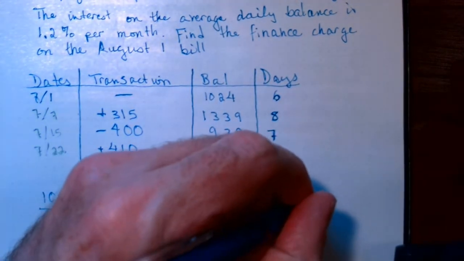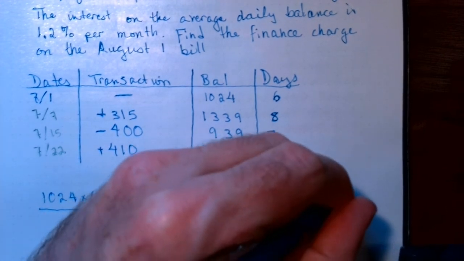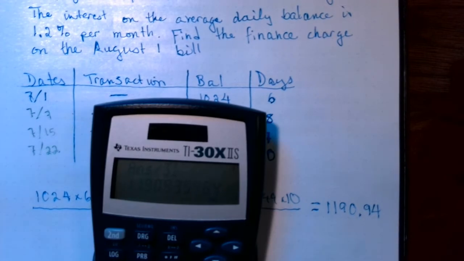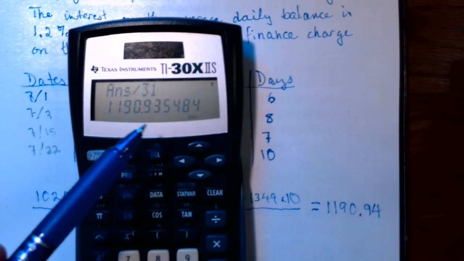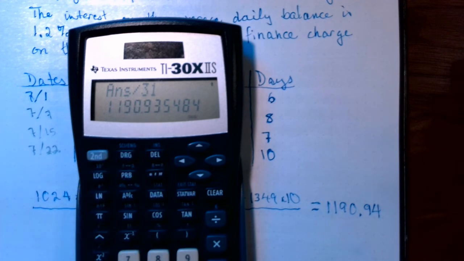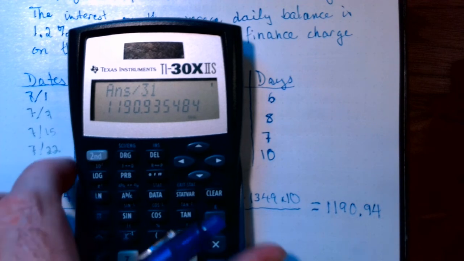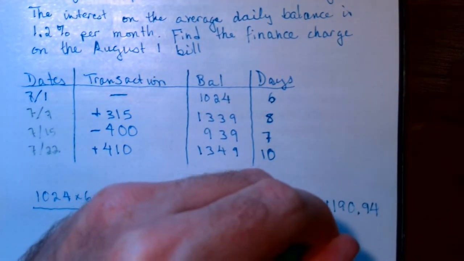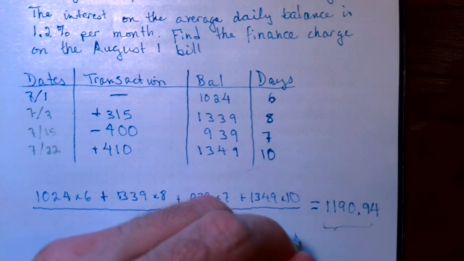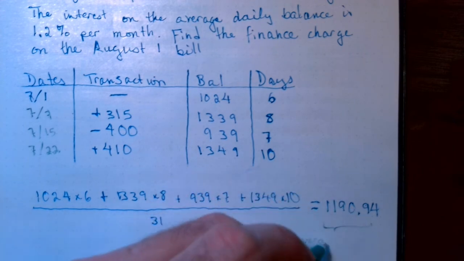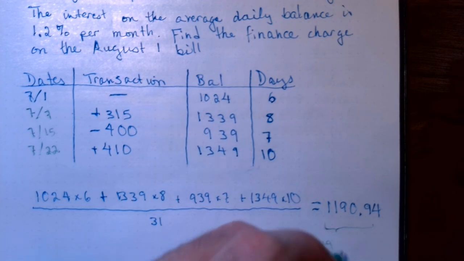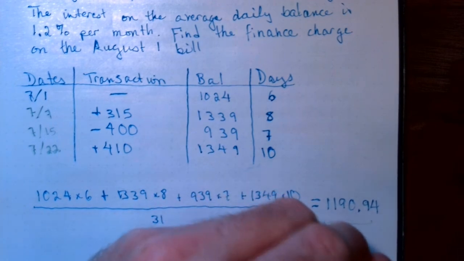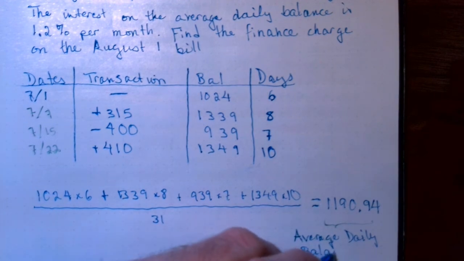So the average daily balance is $1,190.94. Notice what I did there? I rounded to the nearest cent, to 2 decimal places, and remember we always round at the end of our calculation. So this is the average daily balance.